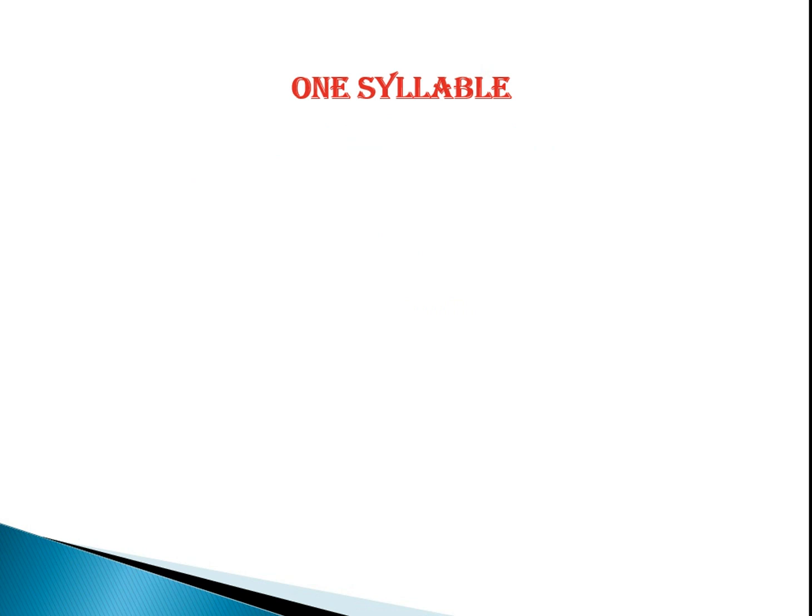Another example for one syllable words: state, nine, side, face. For state, we have consonant blend ST. It is a consonant blend. A is a vowel. It is a long vowel. T is a consonant and E is silent. So we will not pay attention to it.